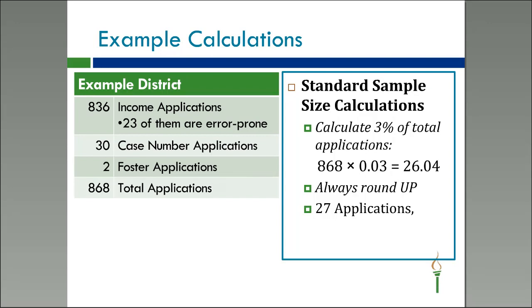And what's unique about the standard sample size is we have to select those from error-prone applications. So you'll notice in this example, we have to select 27 error-prone applications, but in this example, we only have 23 error-prone. So you'll verify all 23 of those, and then the additional applications you'll select randomly to get those 4 additional applications to verify.